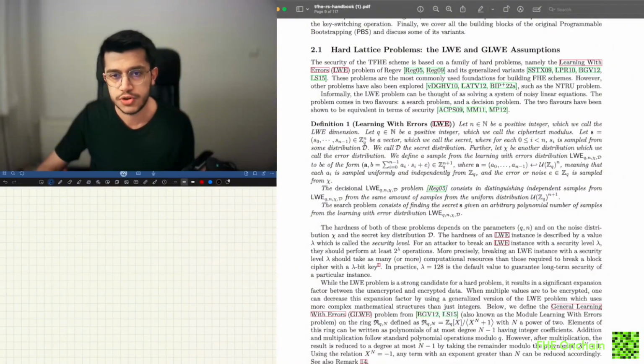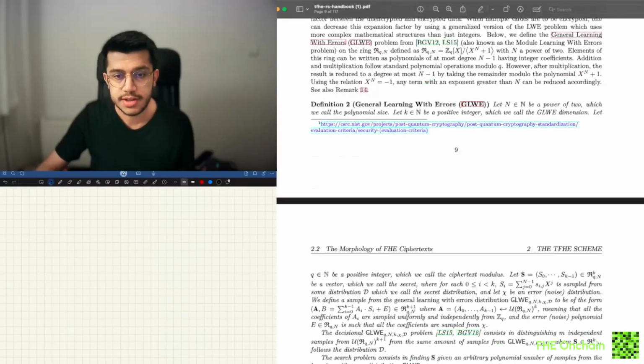There are two versions of the LWE problem. The first one is a decision one, and it implies that distinguishing independent samples from the LWE distribution from the same amount of uniform samples is going to be impossible. The search problem is to find the secret s, where you're given an arbitrary polynomial number of samples from the LWE distribution. If this problem is hard enough, then no one is going to be able to extract your secret out of the given public parameters.